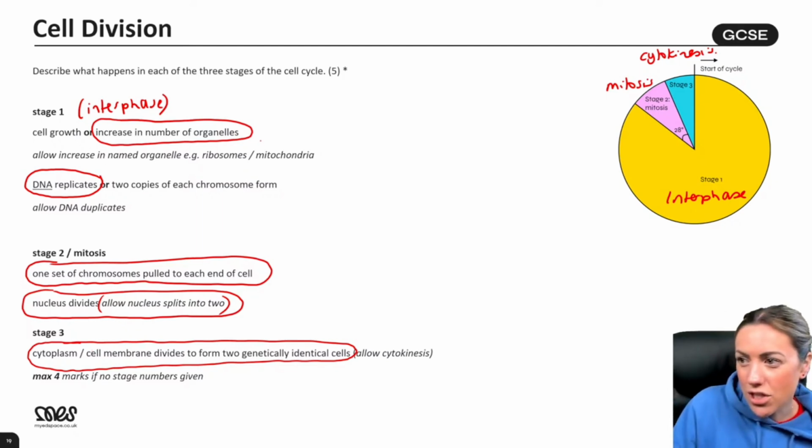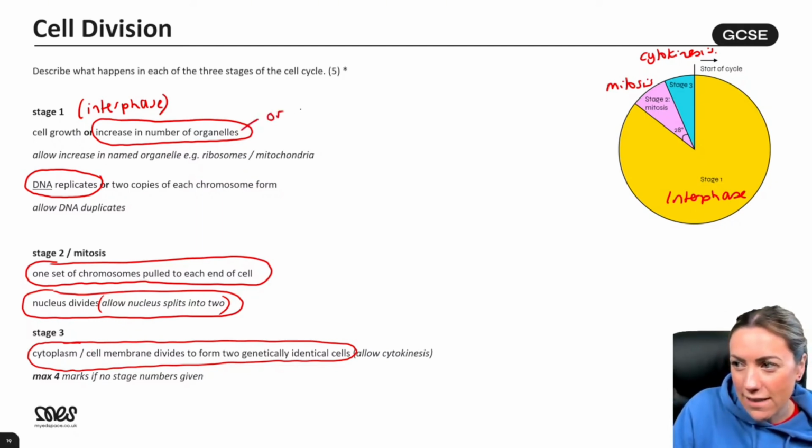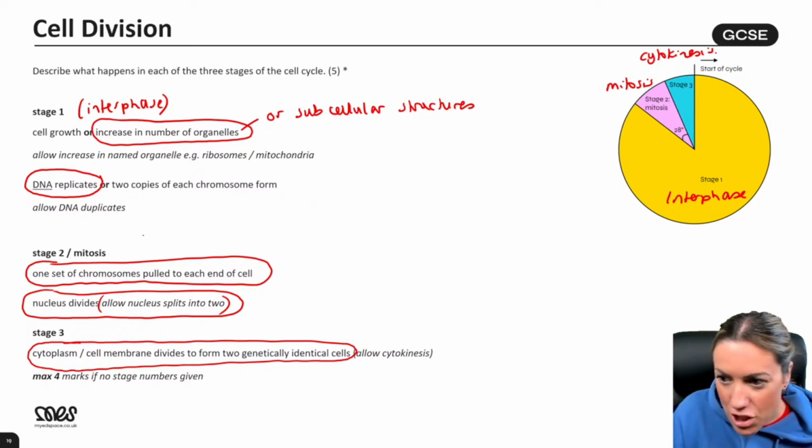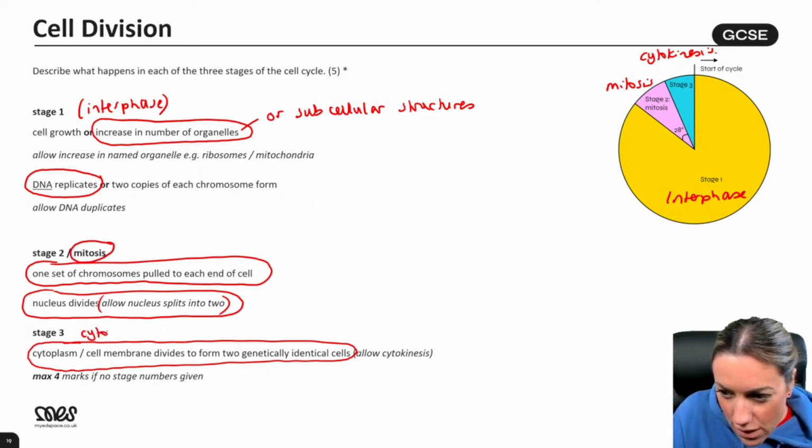Increase in subcellular structures, yes, that's absolutely fine. We quite often call them subcellular structures. Stage 2 is mitosis, and stage 3, if you want to call it cytokinesis, you can do.